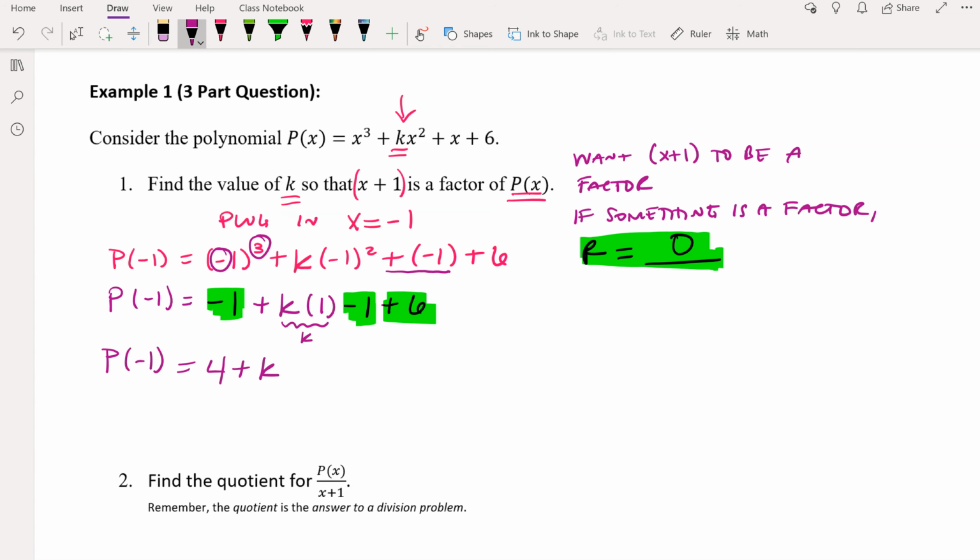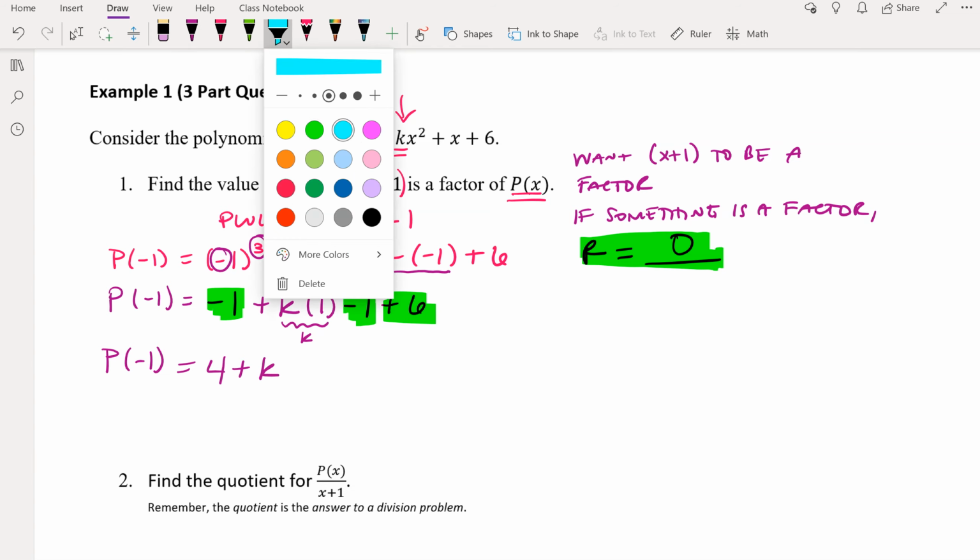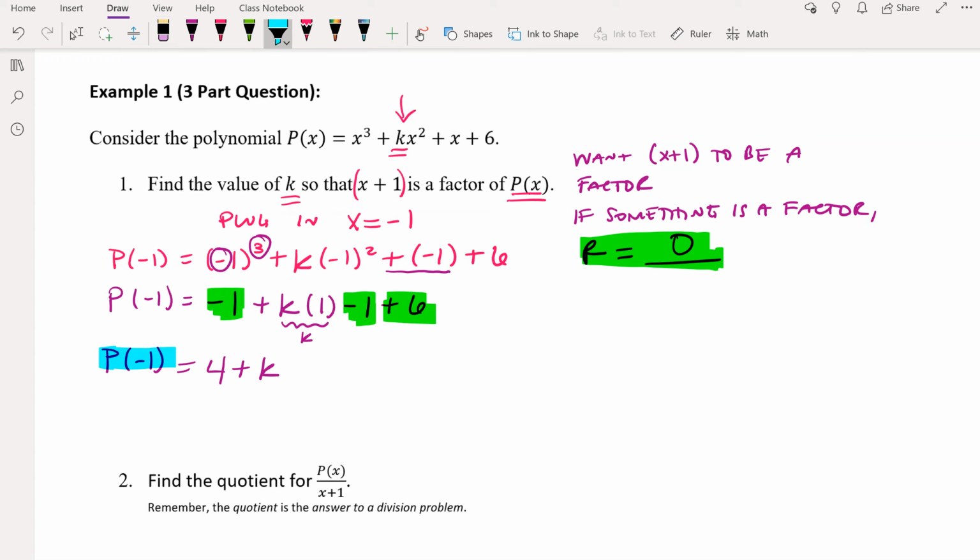What did P of -1 represent again? Someone, we need to know, what does P of -1 represent? So tell me, what does P of -1 represent? What did we just find? Go. We found the remainder. When you plug in the solution, you're finding the remainder. So the remainder is 4 plus k.